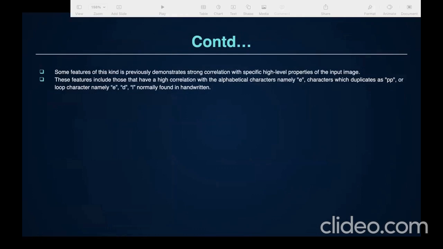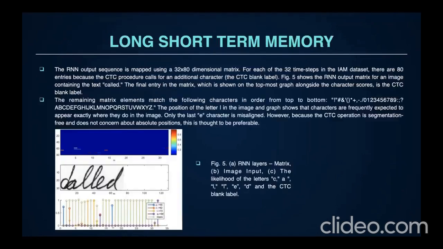Now, some features, which were previously demonstrated, show a strong correlation with some high values of properties of the input image. The features include those that have a high correlation with alphabetical characters, namely E, or the character which duplicates, such as PP, or a looply character, namely EDL, normally found in handwritten characters.